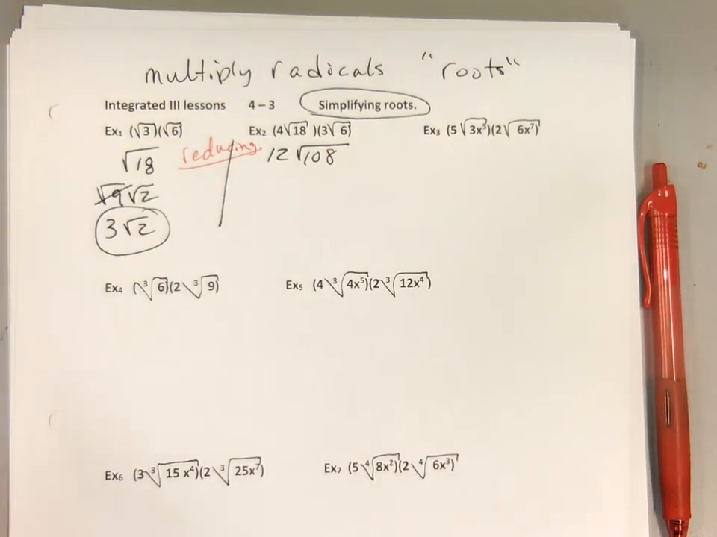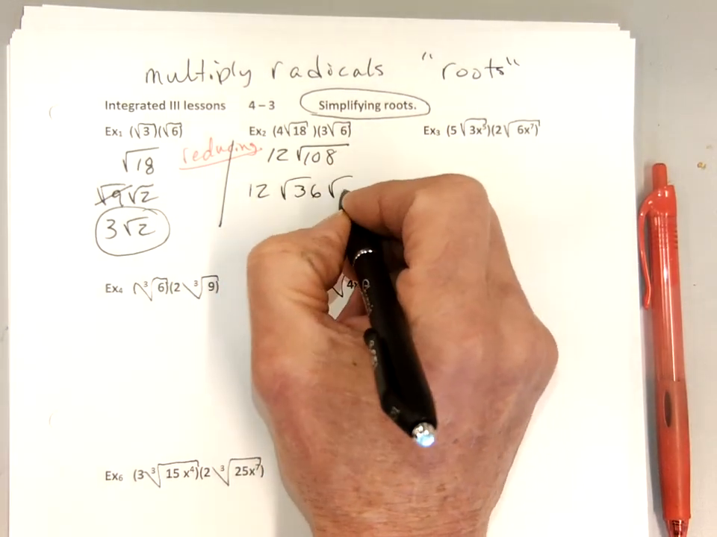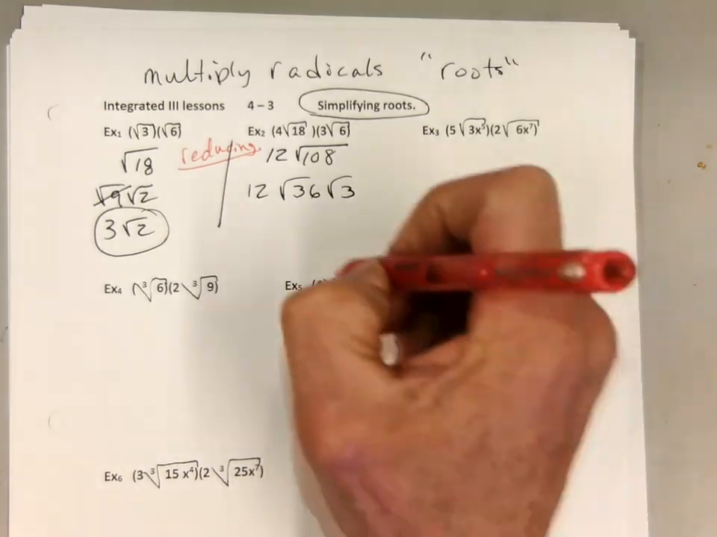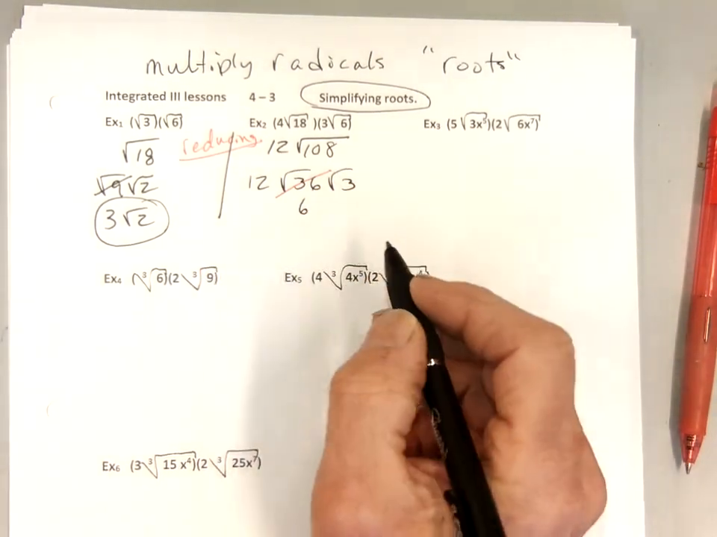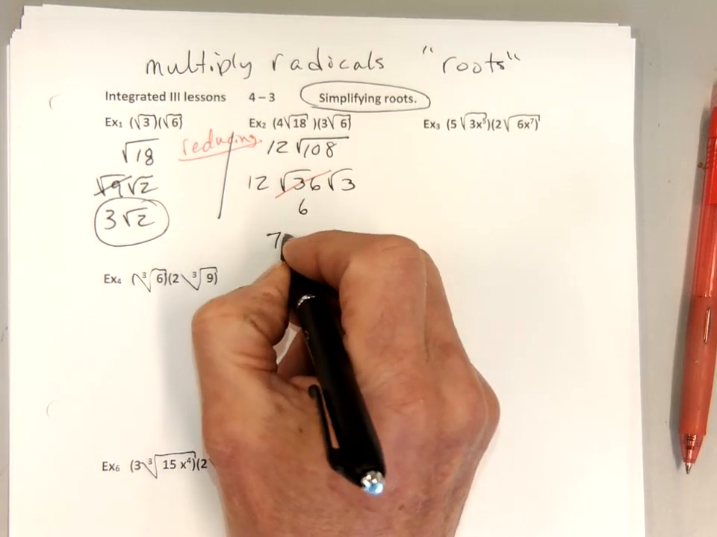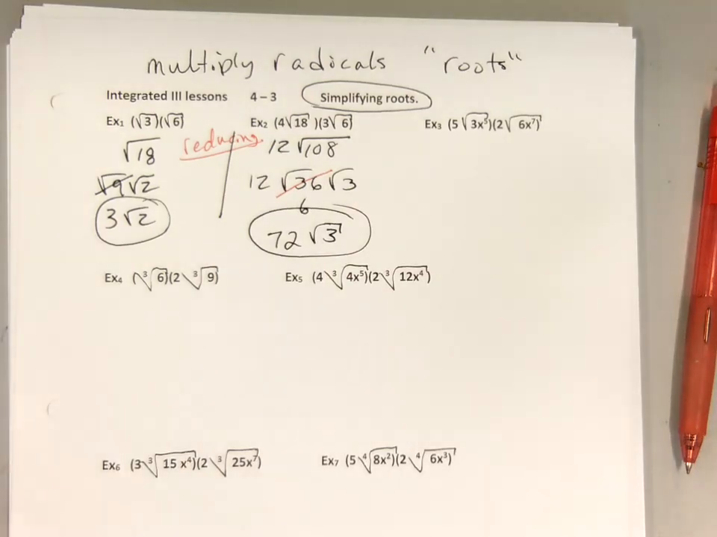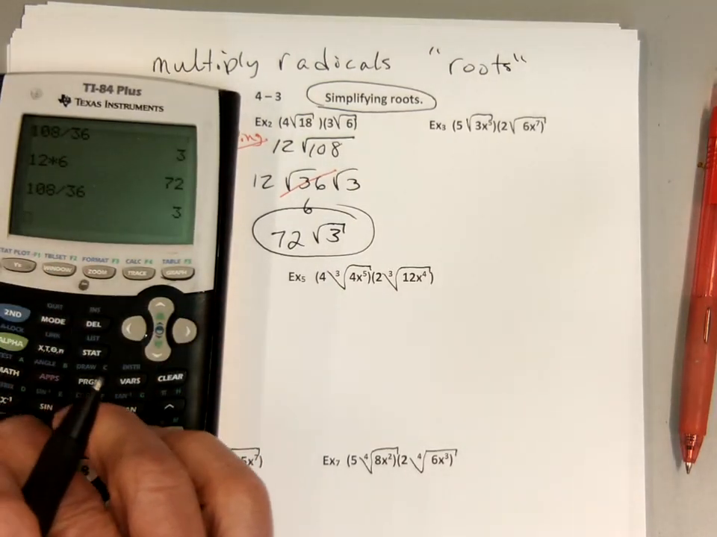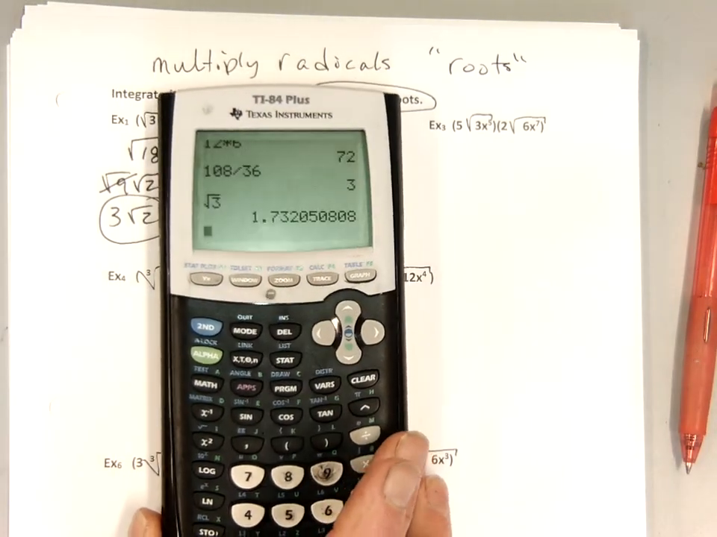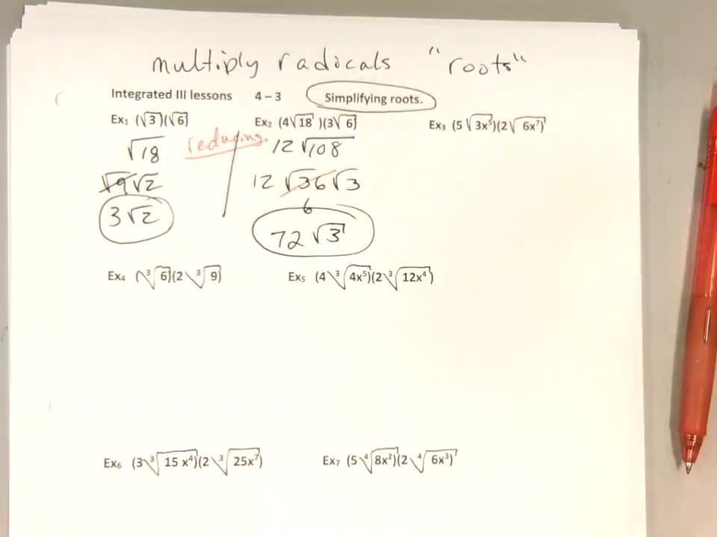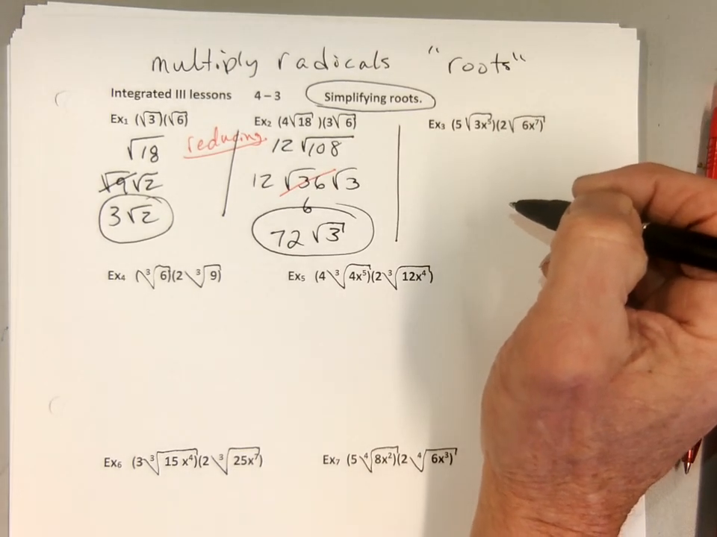So that helps. I'm going to take 12 square root of 36, square root of 3, and then I can take the square root of 36, which is 6. 12 times 6 is 72, square root of 3, okay? And I want to leave that as square root of 3 because square root of 3 is a really ugly decimal, irrational number. How about the square root of 3 instead of that ugly decimal, okay? All right, example 3. Am I going too fast?